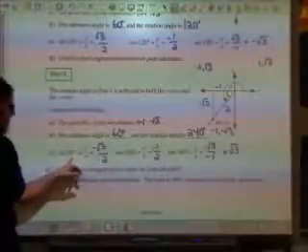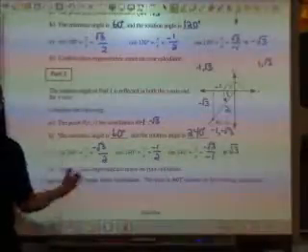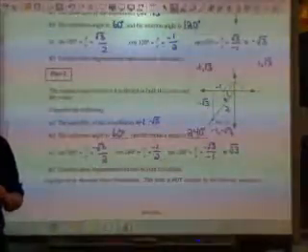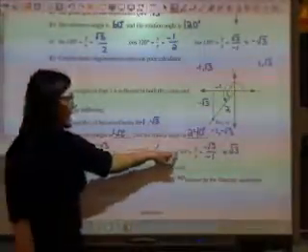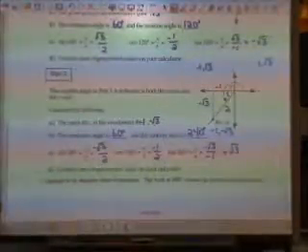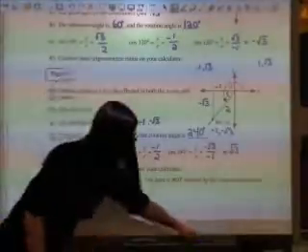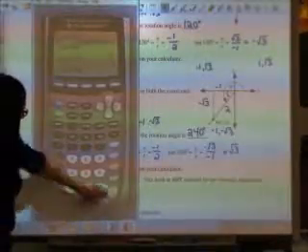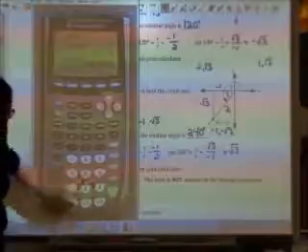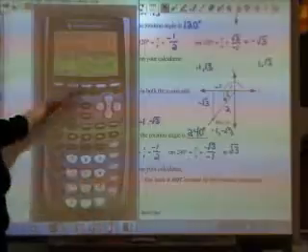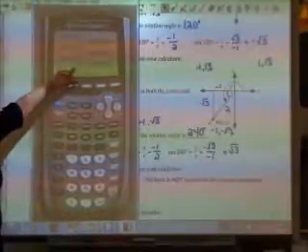And I can check this out with my calculator. If I go sine 240, I get -0.8660. Cos 240 gives me -1/2, or -0.5. Tan 240 gives me 1.73 something. 240 gives me the same thing as tan 60, and almost the same thing as tan 120, just it's a negative in 120.